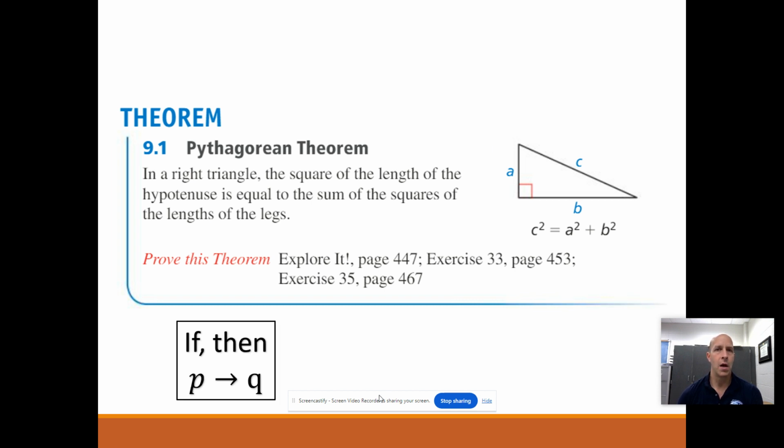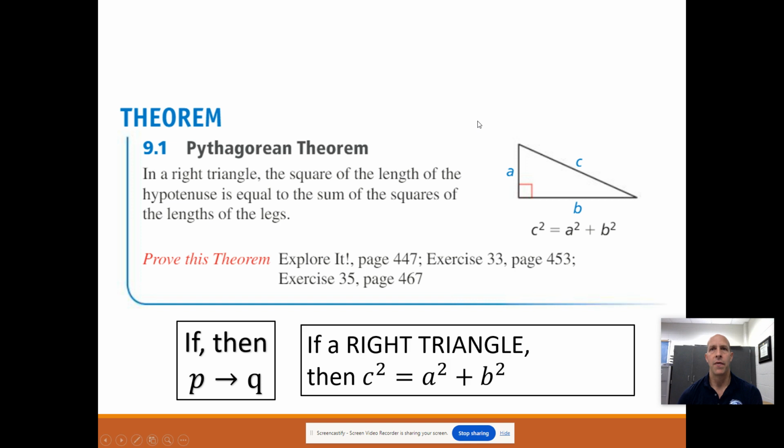I'd like you to note that I'm using the definition out of the book. If it was my definition, I would write it as an if-then statement. It would look something like this: if it's a right triangle, then c squared is equal to a squared plus b squared. We've talked about if-then statements, conditional statements. So the first thing you have to do, the condition for the Pythagorean theorem to work, is that it's a right triangle.